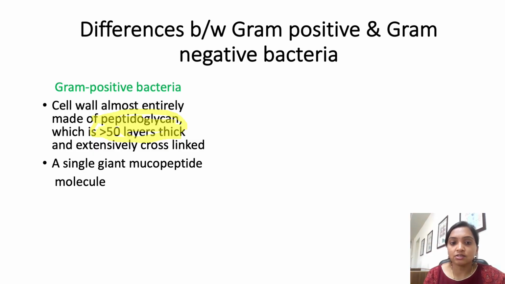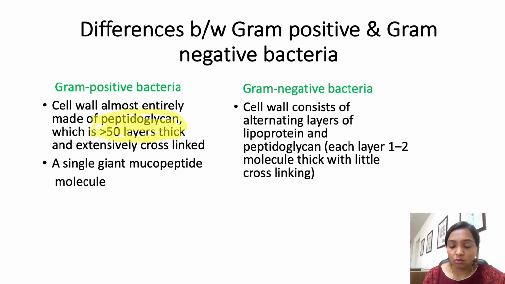It is a single chain mucopeptide molecule in gram positive, whereas in gram negative the cell wall consists of alternating layers of lipoprotein and peptidoglycan. Okay, it is not only a peptidoglycan, but alternatively there is a lipoprotein layer which is not acted upon by our penicillin group of antibiotics. So it is mainly active against gram positive and not against gram negative.